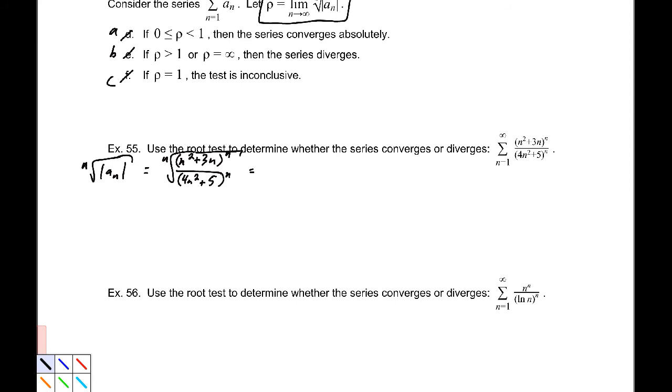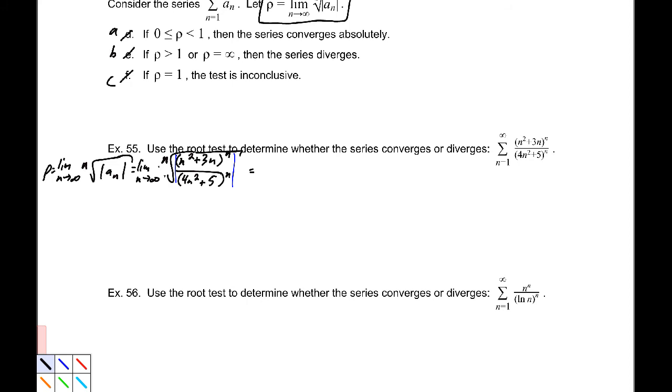I left out something important. I got happy. N goes to infinity. Don't forget those. Let's make sure that's very clear. Nth root of that, and so the exponents are eliminated because of the root. And I should put the absolute value bars here, but at this point it is not going to make a lot of difference for this particular one.